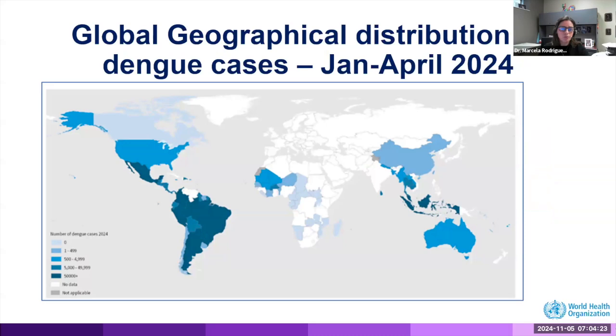So this is a map from the WHO that shows the global geographical distribution of dengue cases from January to April 2024. So a little bit of some recent data. The dark areas showed areas where dengue is endemic. And these are areas such as Southeast Asia, parts of Africa, the West Pacific, countries such as Australia, China, Cambodia, Fiji, and parts of the Americas.